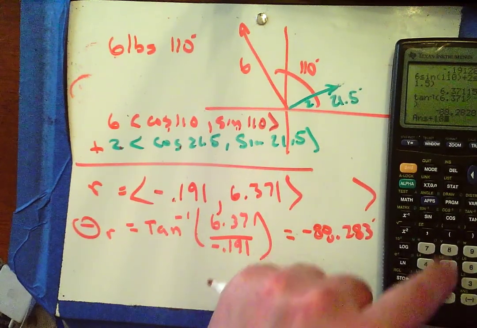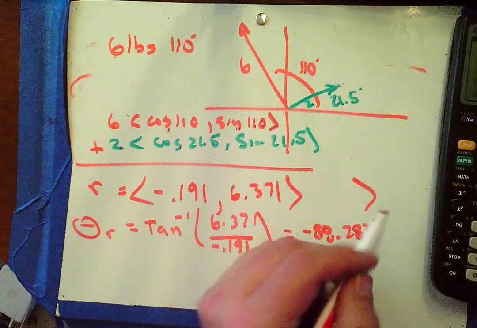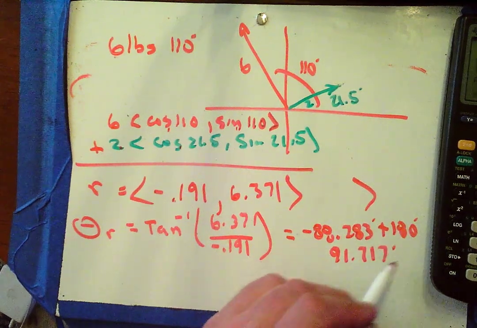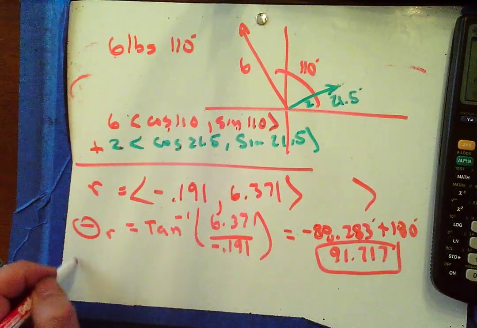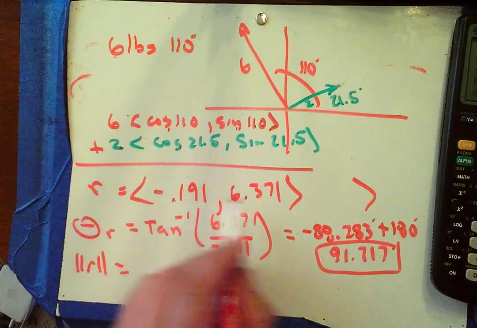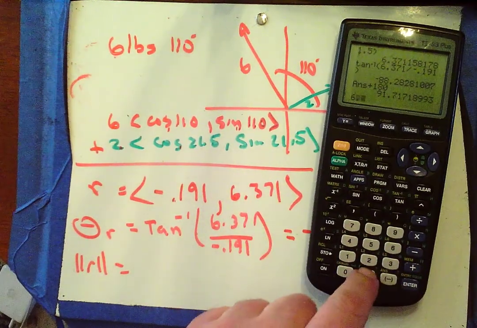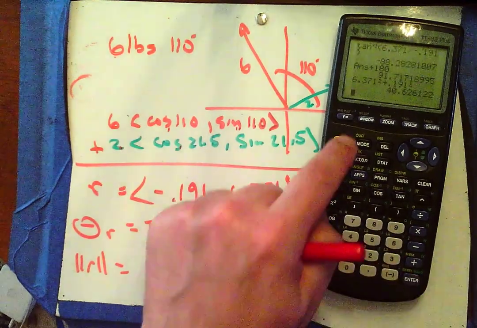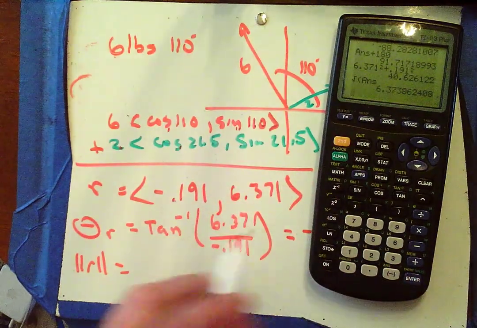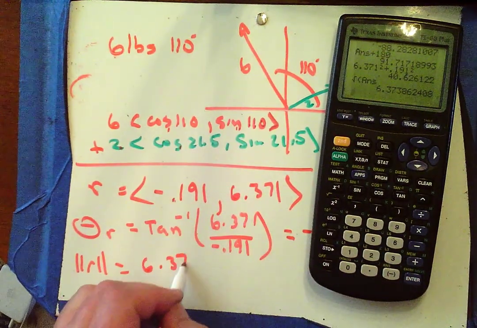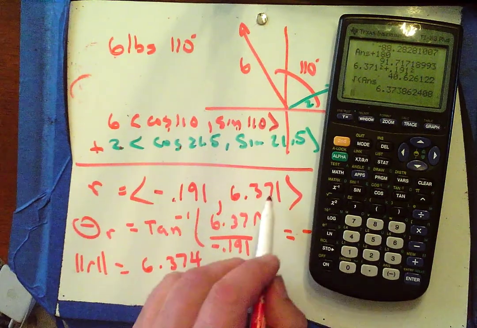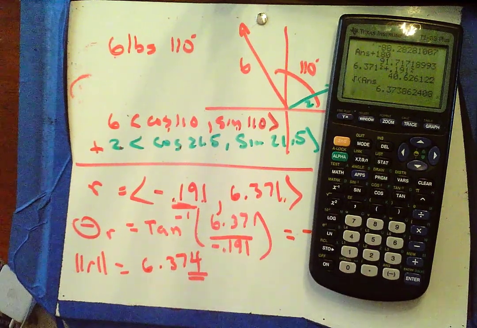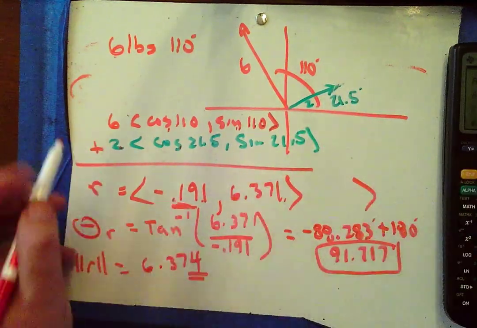So I better add 180 to this, and I get 91.717 degrees. That's theta r. And the magnitude of r, what I get from using the Pythagorean theorem here, 6.371 squared plus 0.191 squared. Don't forget to take the square root of that, and I get 6.374. Only slightly different than the y component because this has very little effect. Okay, so that's problem number 16.